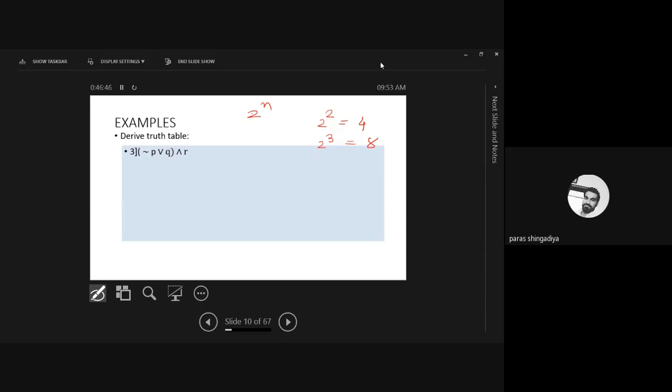So how can we manage these 8 possibilities without any error? It's very easy to remember. First consider the P, Q, R three columns. In the column of P, consider the first 4 values as T and the next 4 values as false. Clear? That's very easy to remember.